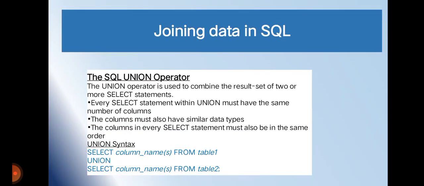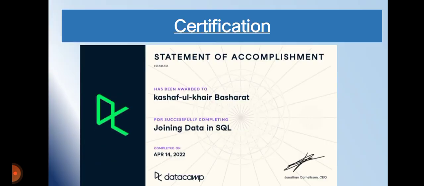Next is SQL union operator. Firstly, we should know what is union operator. Union operator is used to combine the result sets of two or more select statements, and every select statement within union must have the same number of columns. And the columns must also have similar data types, and the columns in every select statement must also be in the same order. So the union syntax will be select column names from table 1, union, select column names from table 2. Means we have to combine table 1 columns with the table 2 column names.